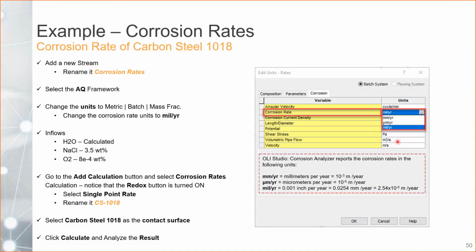Before I continue, I want you to highlight the different units here. Sometimes I get a lot of customers trying to understand what we mean by millimeters per year, micrometers per year, and mils per year. So I have made a note in here of the different corrosion rate units that we have in the software. It's important to highlight. I wanted to highlight these units here. Okay, let me go back.